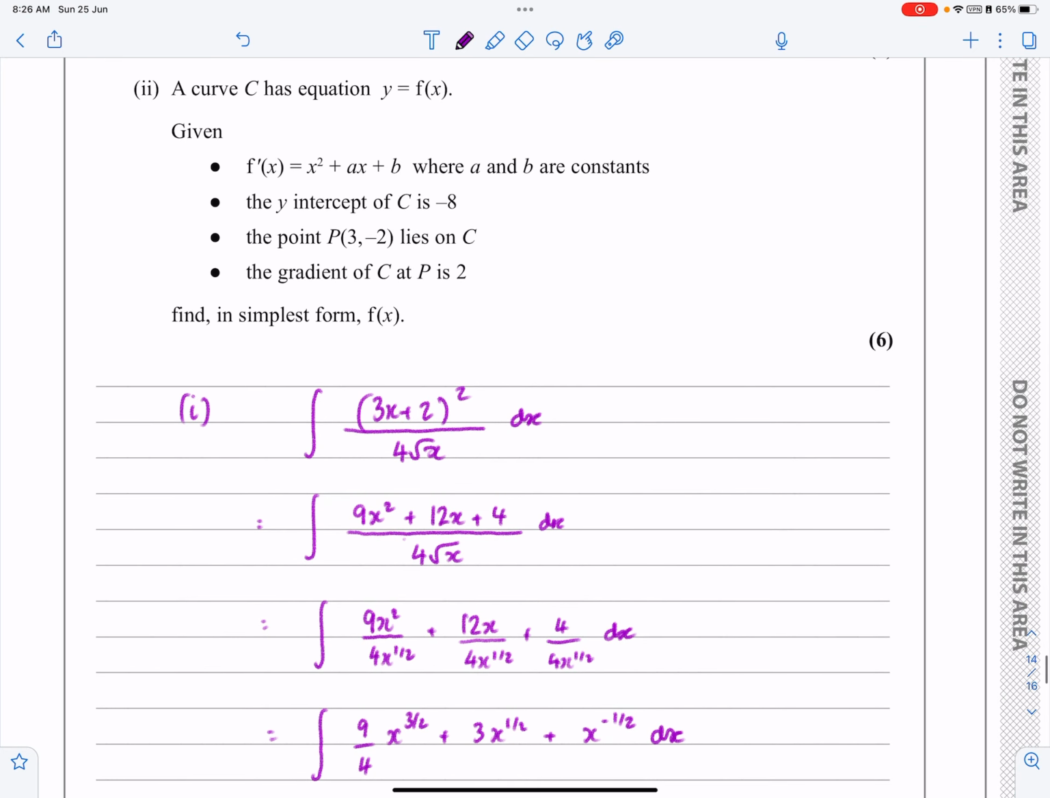Part 2 then says, we've got the curve y equals f(x), and what they've done is they've given us f dash x. Remember, that's the gradient function. It's the differential. So they've given me the gradient function.